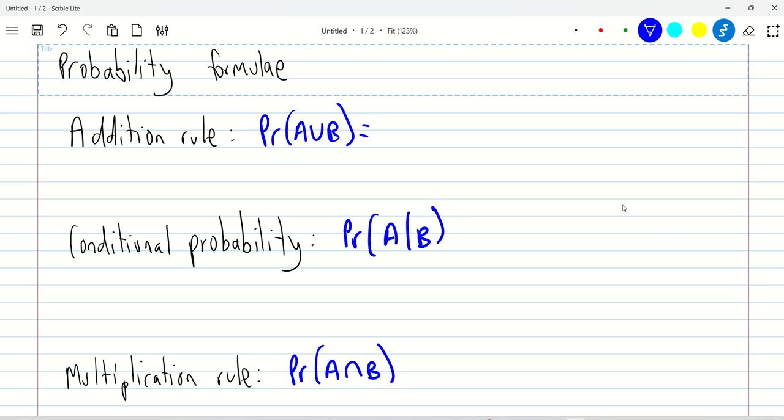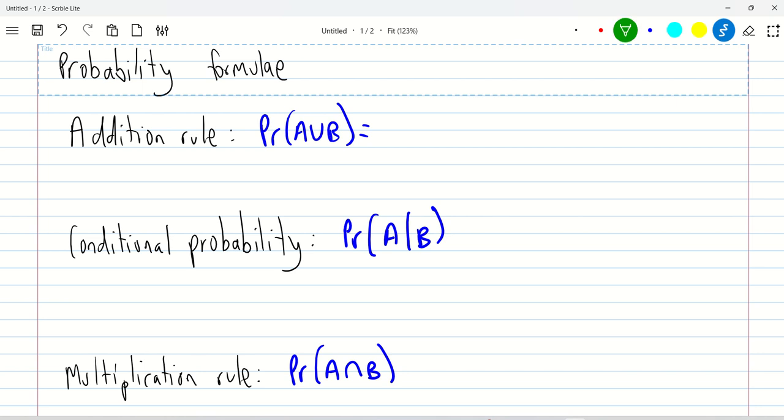Today we're going to be looking at a couple of formulas that are like the foundation of probability. Addition rule, conditional probability rule, and multiplication rule. And we'll do an example that explains these as well. All right, so let's have a quick look at this.